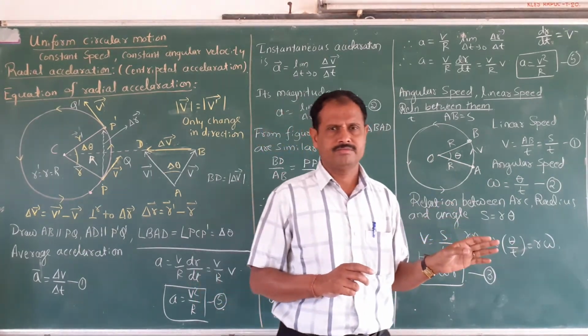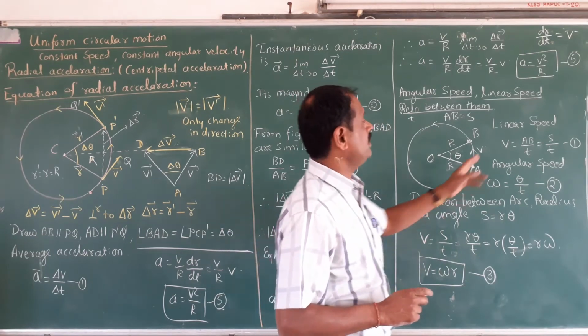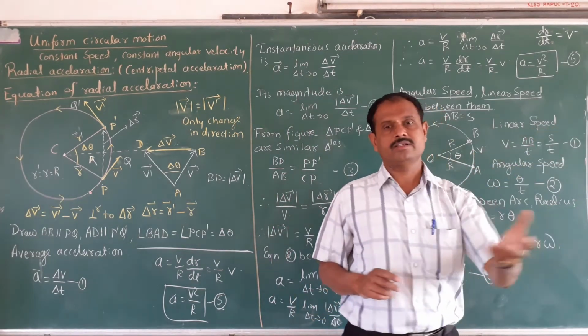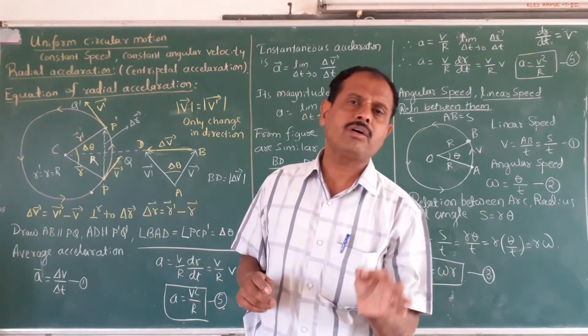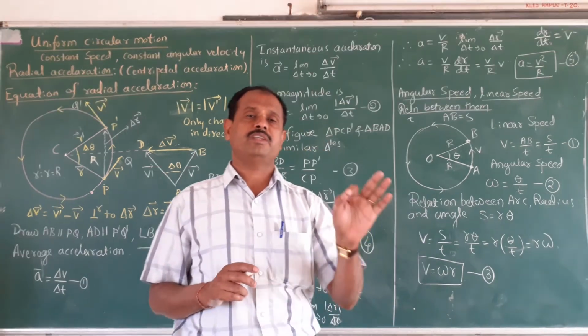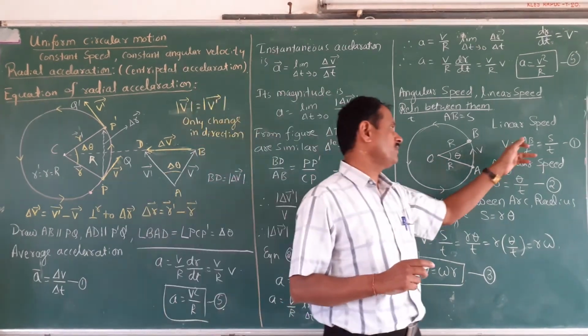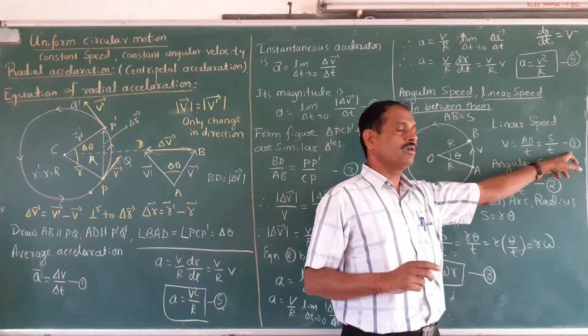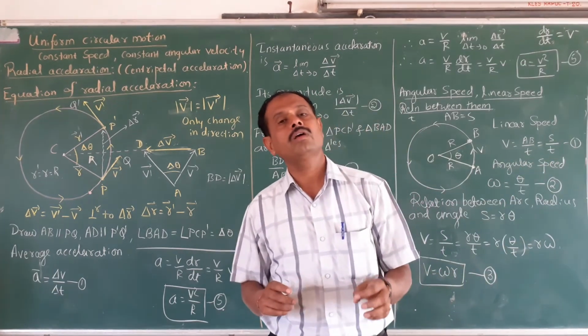That's fine. Now, linear speed. How do we define linear speed? The rate of change of linear displacement is called linear velocity or linear speed.